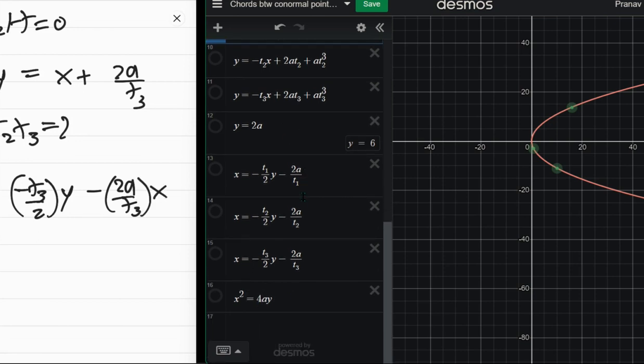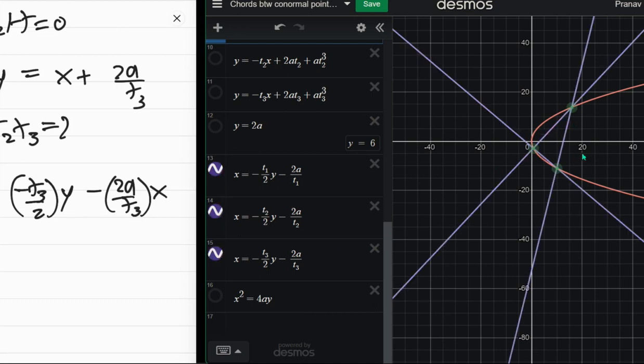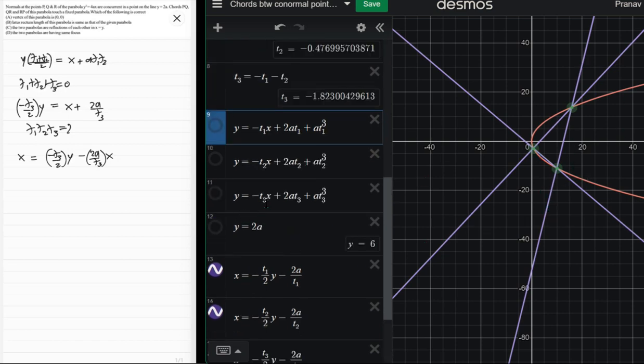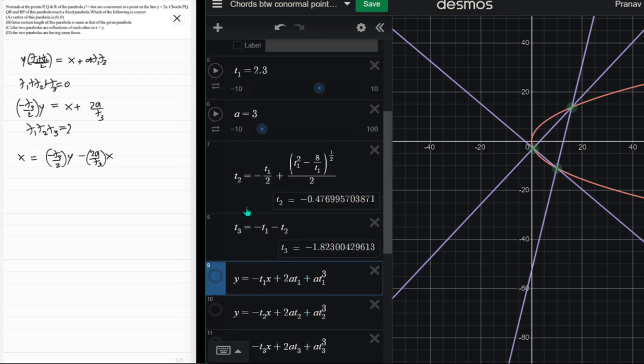So I have also graphed those lines. So this is what those lines will look like. You can see these are all the chords. Cool. And now you might be thinking, okay, over here we have t1 t2 t3 equal to 2 and t1 plus t2 plus t3 equal to 0. Where did I use this fact in my graphing? Well, I did use this, because look at these two equations.